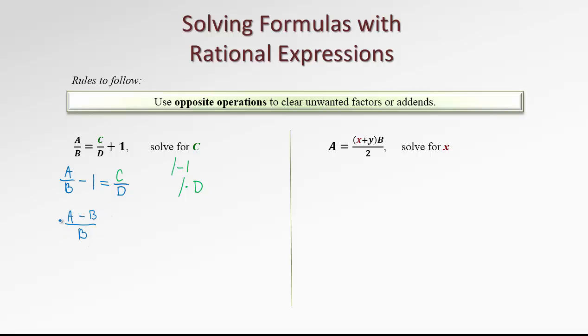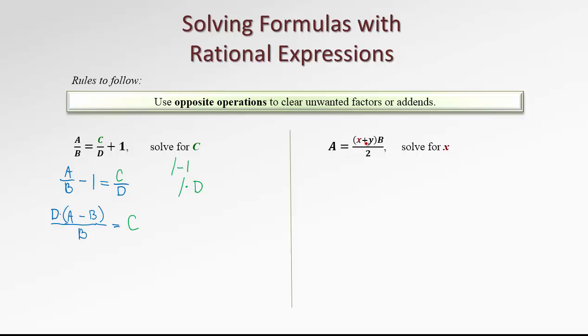Okay, so this is the left-hand side as it was, but now we're going to multiply by D. Where does this D go? Well, it goes into the numerator, so we need to place a bracket around A minus B because this whole thing needs to be multiplied by D. And let's extend this division bar, equals our C. So we already solved for C. Let's see the next question.